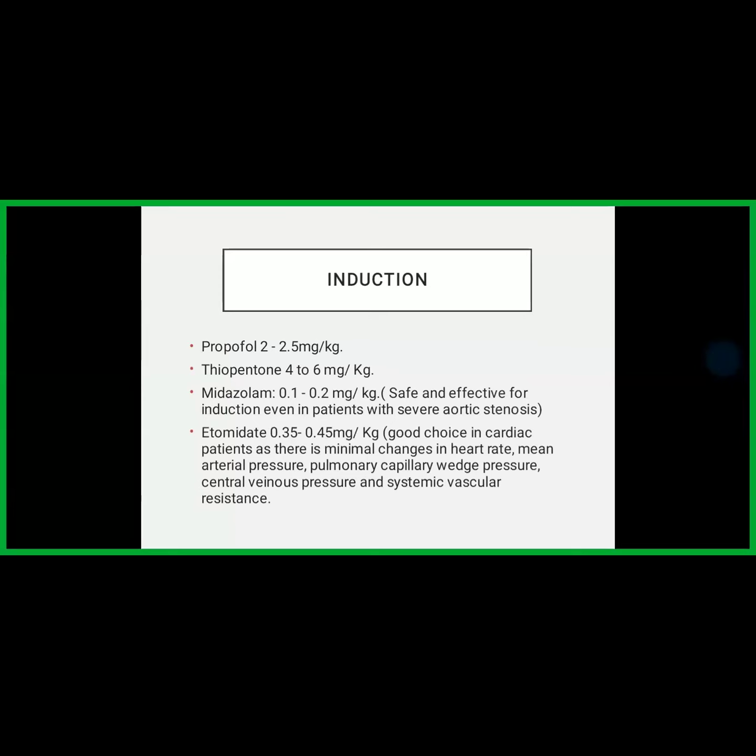Thiopental could also be used at a dose of 4 to 6 milligram per kg. Midazolam could also be used. This one is actually better in that it's safe and effective for induction, even in patients with severe aortic stenosis. Then etomidate at a dose of 0.35 to 0.45 milligram per kg can be a good choice in cardiac patients, as there are minimal changes in heart rate and mean arterial blood pressure. It's more cardiostable. But the only drawback about etomidate is the adrenal suppression that it causes.